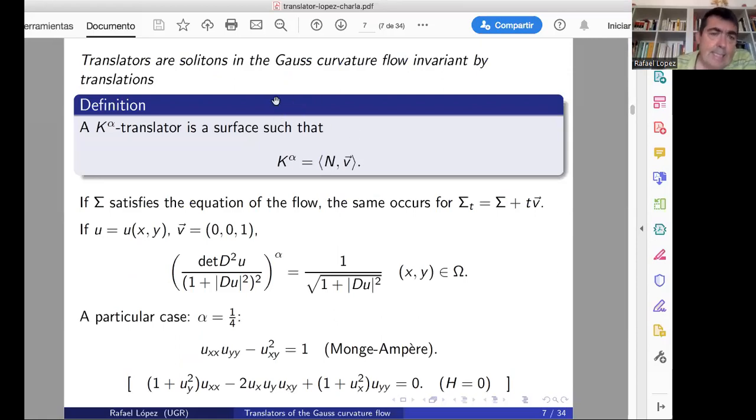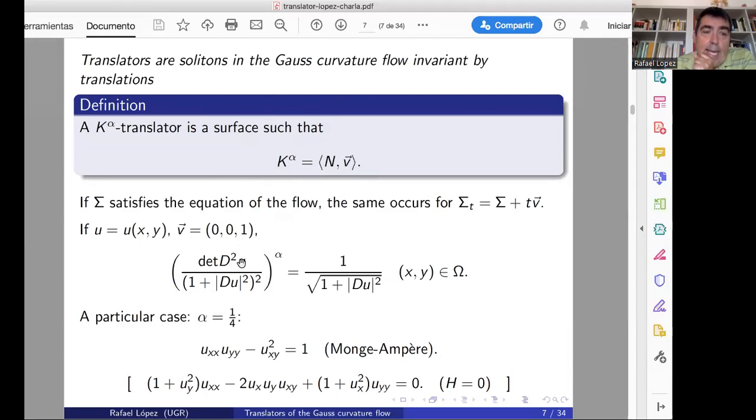As I said, I prefer to consider solitons of the flow. Okay, then the idea is that we don't see the variable t, the time t. Okay, when the solitons are invariant by translation, then this is the equation of the surface. Okay, I repeat, K is the Gauss curvature, must be positive. Okay, then for this reason, all surfaces are convex.